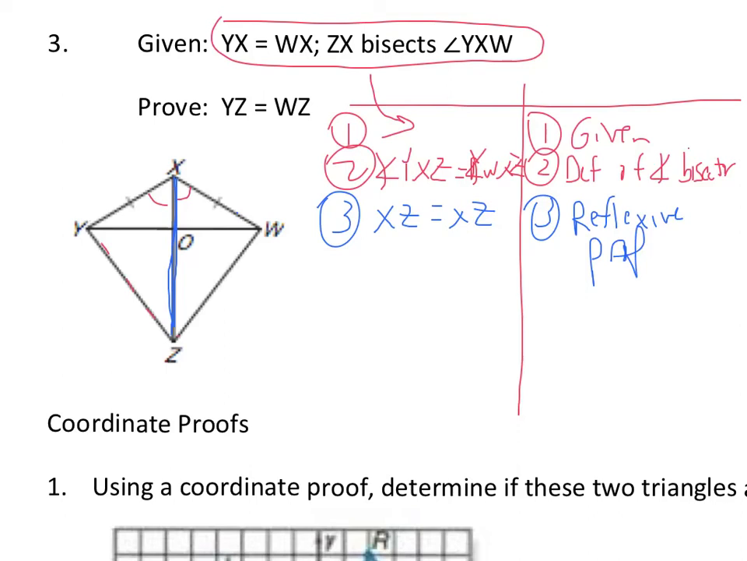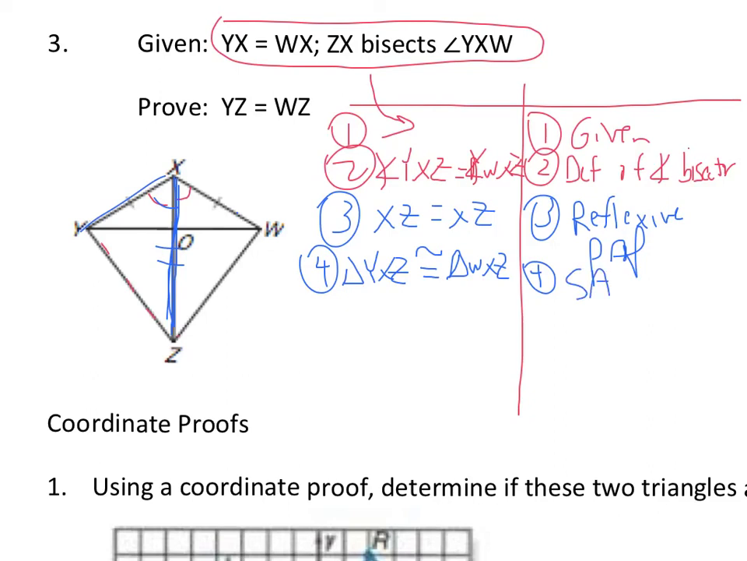So now, if you notice, I have that side equal to itself. I have an angle and a side. So I have the angle between two congruent pairs of congruent sides. So by side, angle, side, I can state that the triangles are congruent. So I would say triangle YXZ is congruent to triangle WXZ. And again, that's side, angle, side.